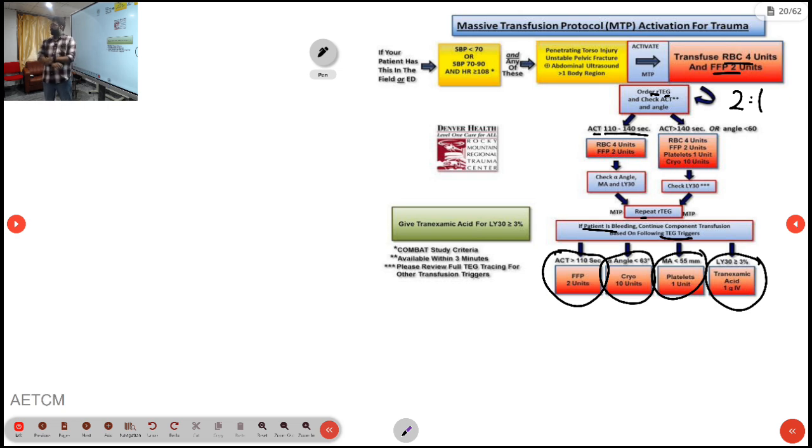This may be applicable in CLD upper GI bleed also, right? Yes. In hemorrhagic shock, maybe rapid TEG can be used. So this is another take-home message: give tranexamic acid for LY30 more than or equal to 3% in case of a massive transfusion protocol in case of trauma. Okay.